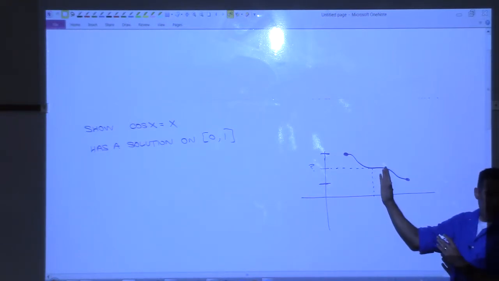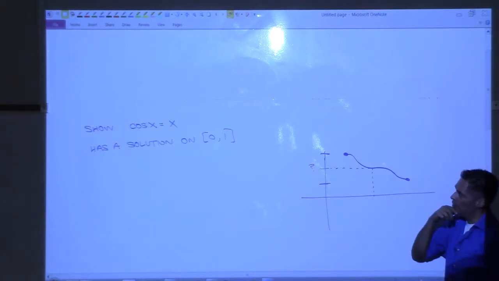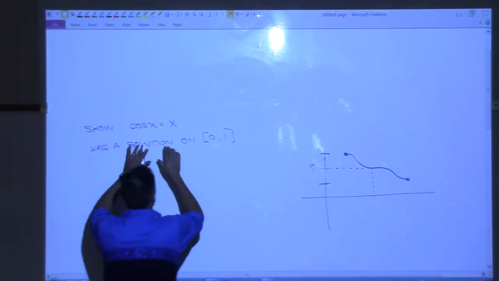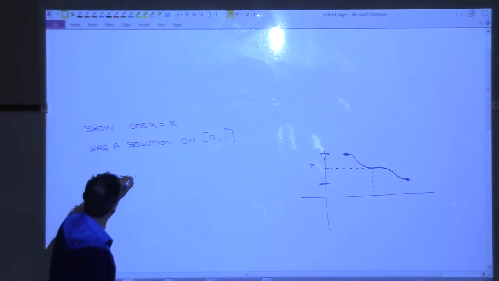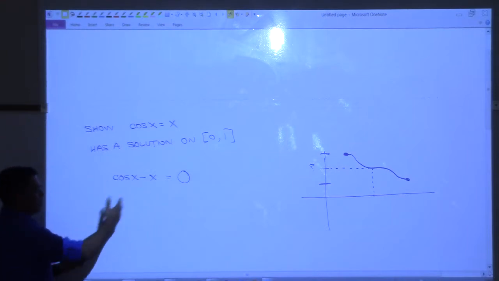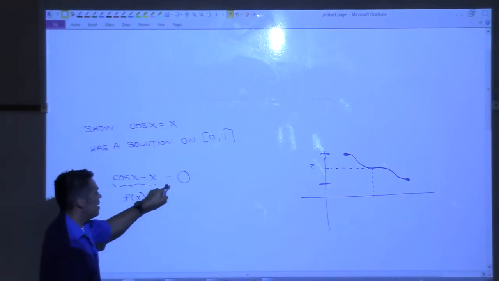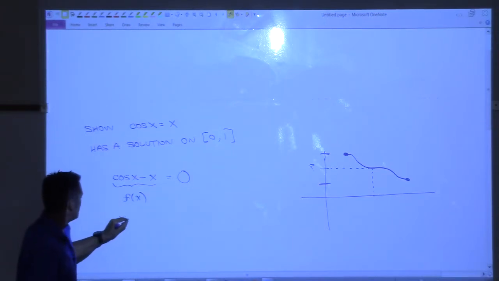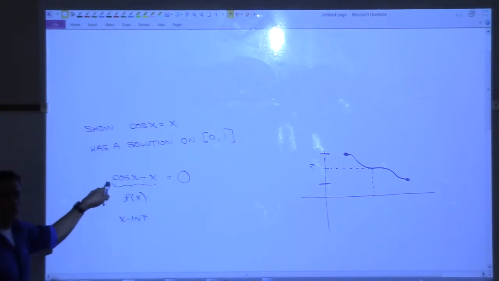Does this look at all familiar? I don't want to bring up the notes from it. But the way we showed that this had a solution on this interval is we brought everything to one side. And then we said, hey, look, this right here can be looked at as a function being set equal to 0, which means we really are trying to find the x-intercepts of this function right here.